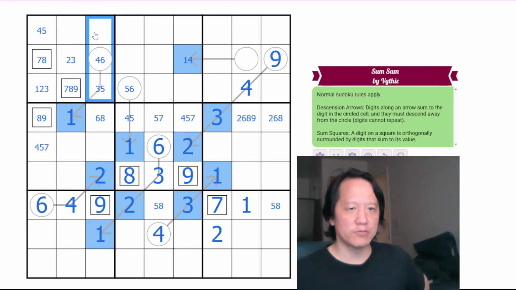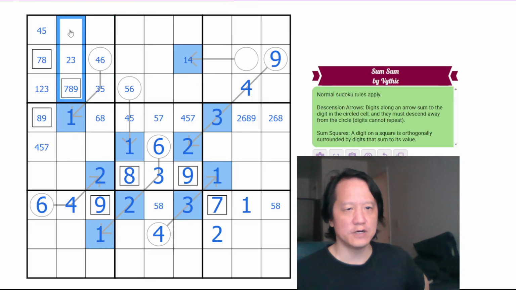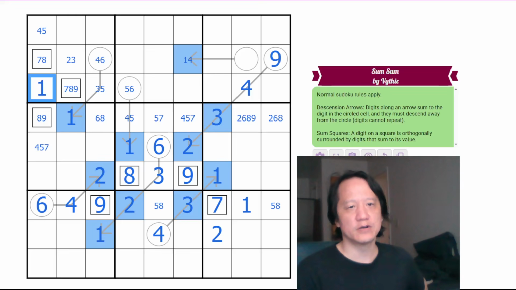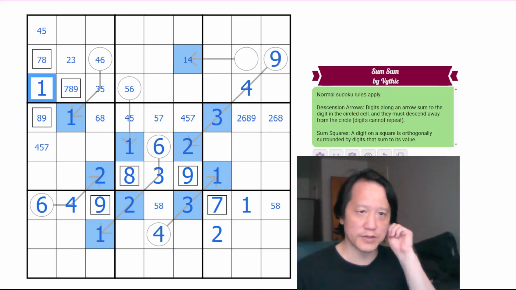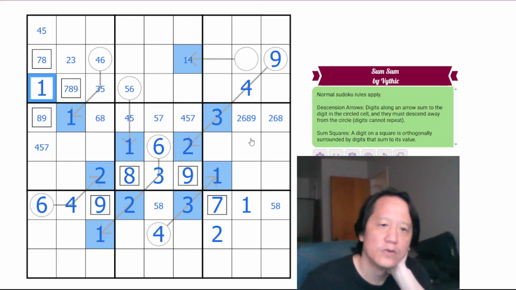1 can't be here, 1 can't be here because of 1's in the column, so this must be a 1 here. So we have a guaranteed 1 there.